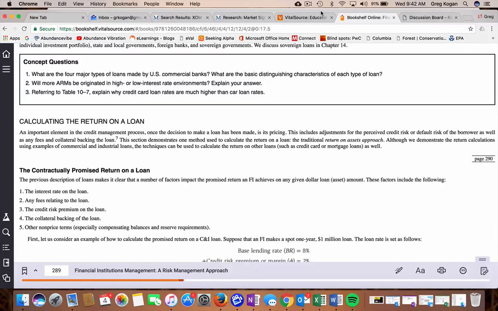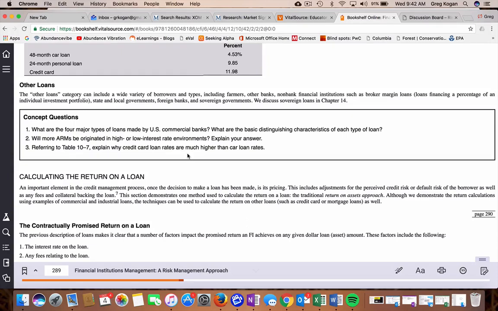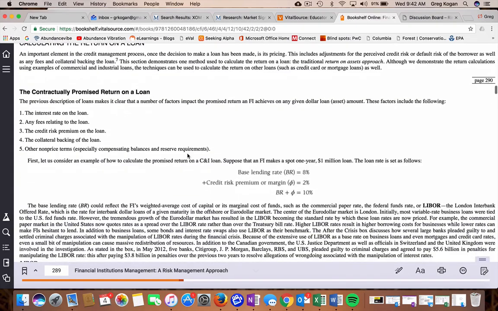So moving forward with chapter 10, guys, I wanted to go over with this chapter, actually just looking at my online book here, what part of the chapter I really want you to focus on. So, what is a return on a loan?